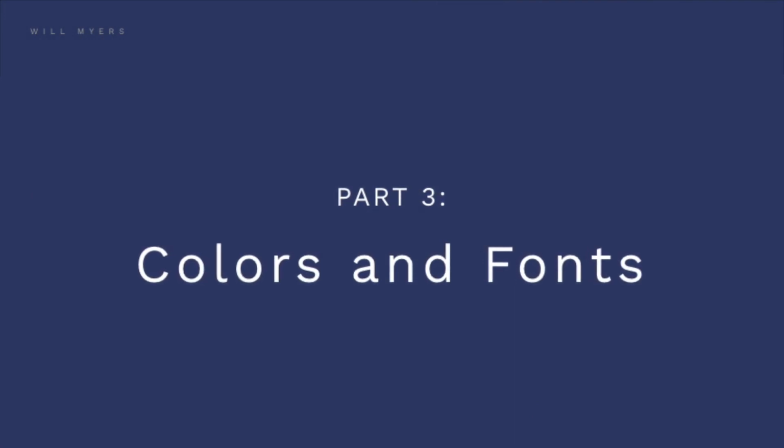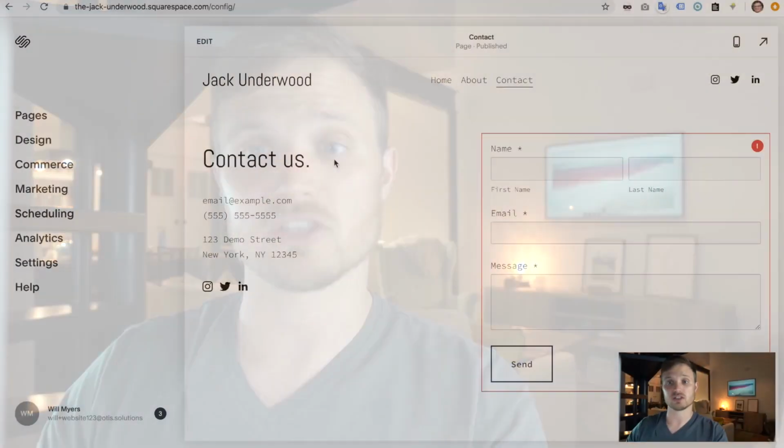All right, welcome back. In this section, we're going to talk about colors and fonts and how to change those. There's a lot of different options in Squarespace 7.1, and I'm going to talk a little bit about what the different types of fonts are, and how you tweak them in specific aspects and places of your website to get it going. So let's just jump in.